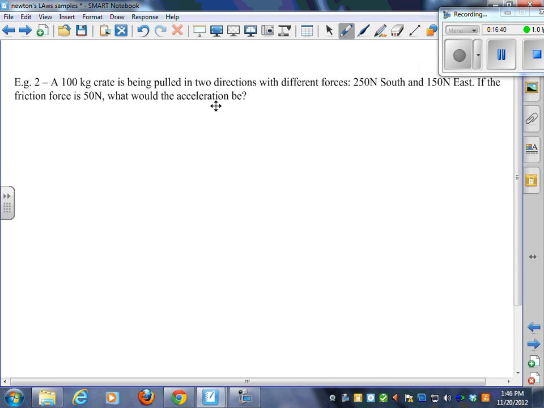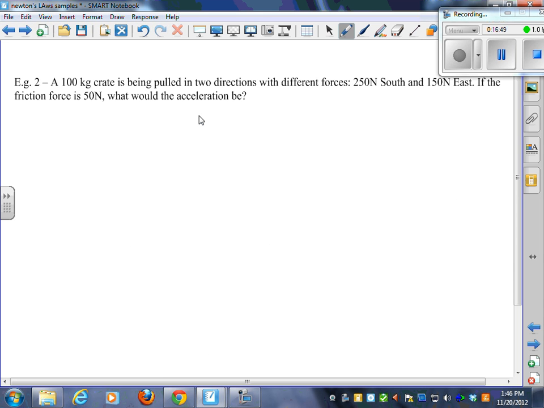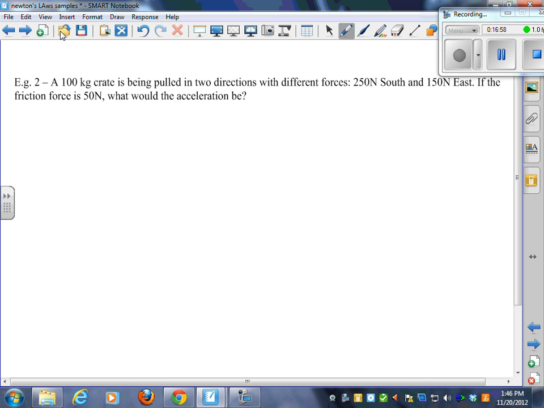There's directions. This one is sort of one-dimensional, left and right, no friction. This one has friction. It's two-dimensional. It's south and east. So instead of looking at it from the side, I'm looking at this one like a bird's eye view, top down kind of thing. So what would this picture look like?